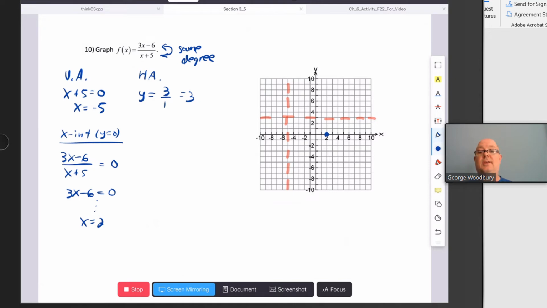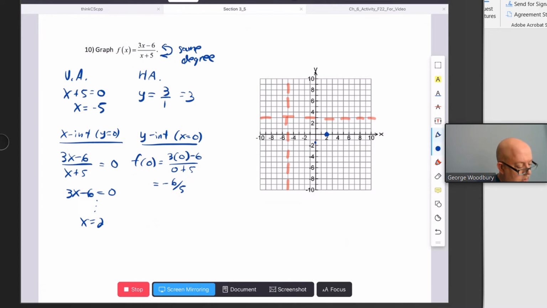Now I need to find the y-intercept, which is where x equals 0. So f of 0 equals 3 times 0 minus 6 over 0 plus 5, or negative 6/5, and that's negative 1.2. So when x is 0, y is negative 1.2.